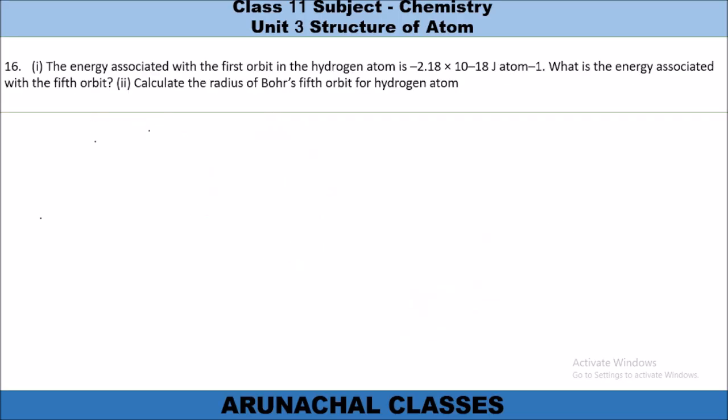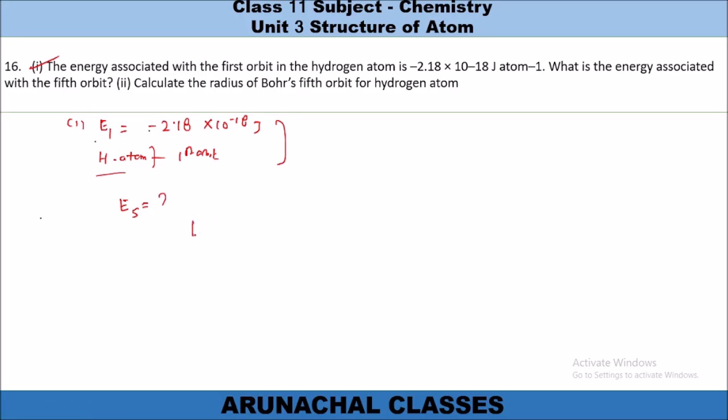Let's go to the next question, that is question number 16. In question number 16 we have some parts. In the first part, the question is given that the energy associated with the first orbit of hydrogen atom is minus 2.18 multiplied with 10 power minus 18 joule. Then they are asking what is the energy associated with the fifth orbit. This is for the first orbit. So for the same case of hydrogen atom, we have to find out.